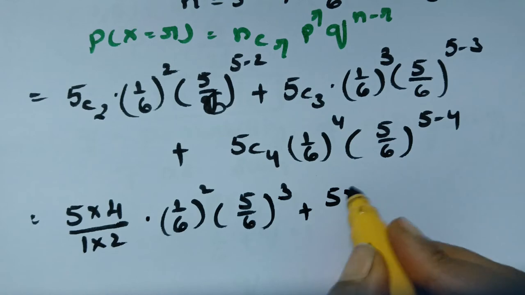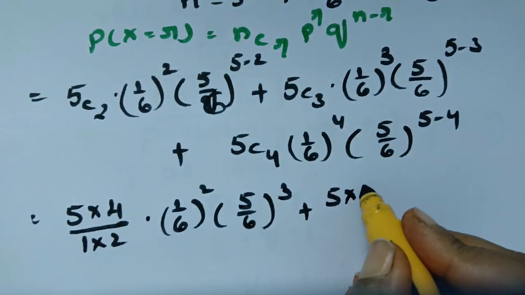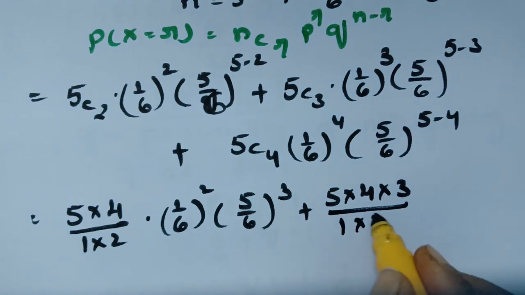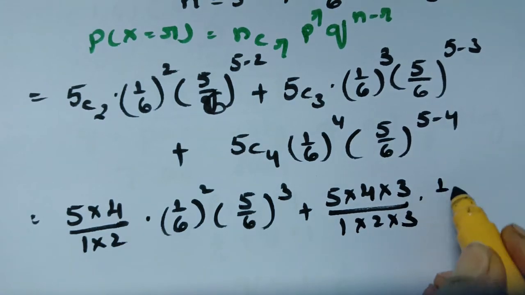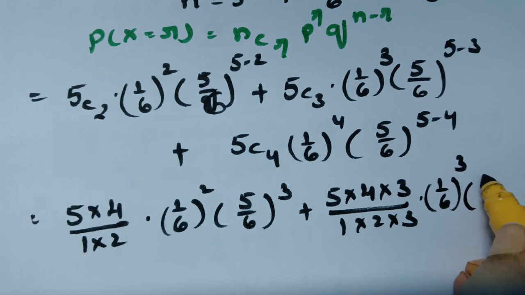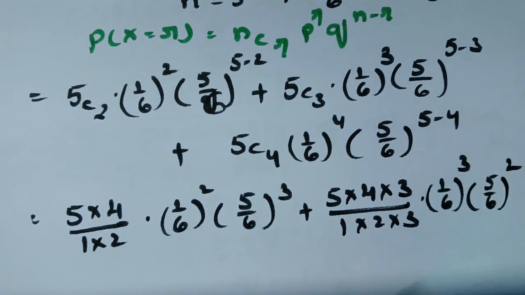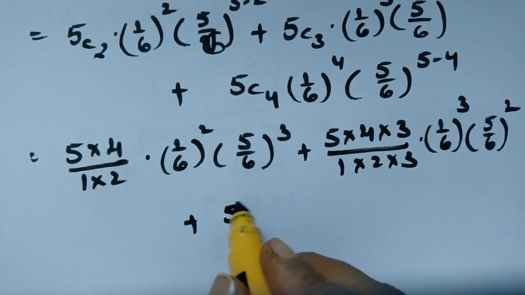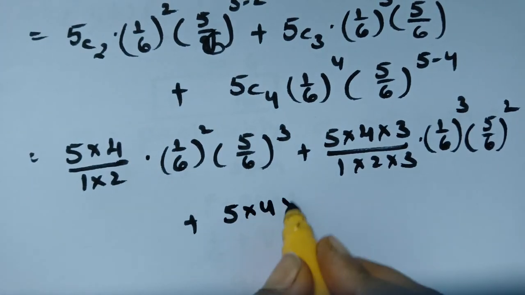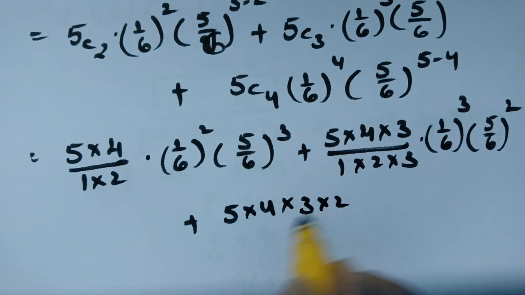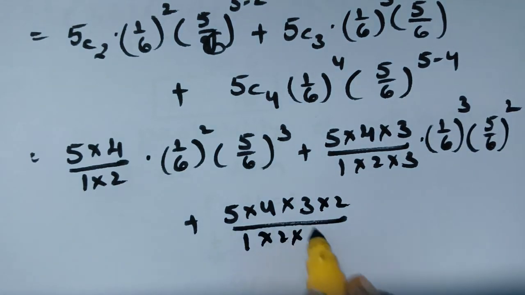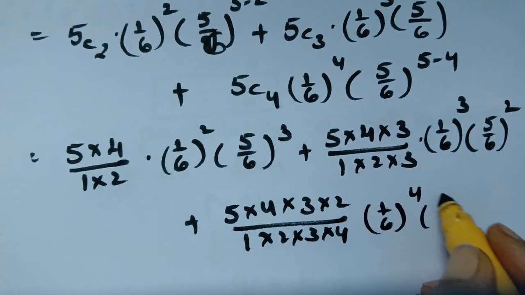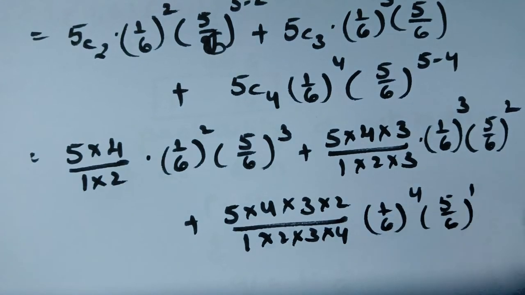And next one, 5C3, see here, 3 backward steps. That is 5 into 4 into 3 by 1 into 2 into 3. And next 1 by 6 cube into this one is 5 by 6 square. And the next one here is 5C4, 4 back steps. That is 5 into 4 into 3 into 2 by 1 into 2 into 3 into 4. Into this is 1 by 6 power 4 and this is 5 by 6 power 1.